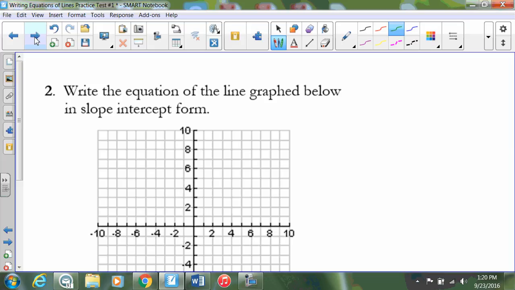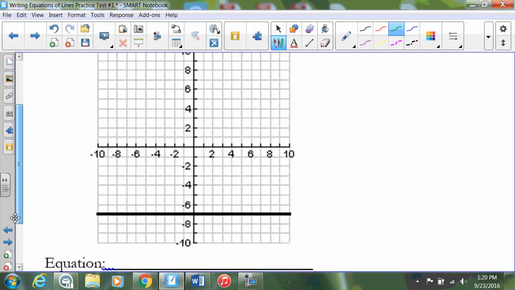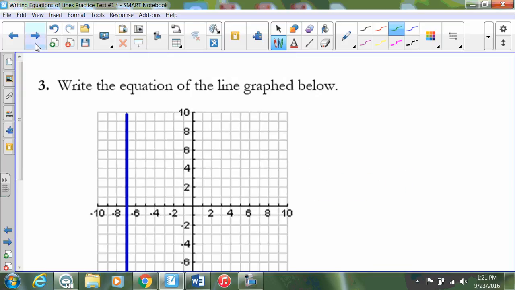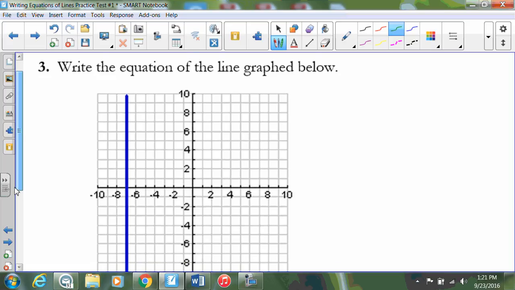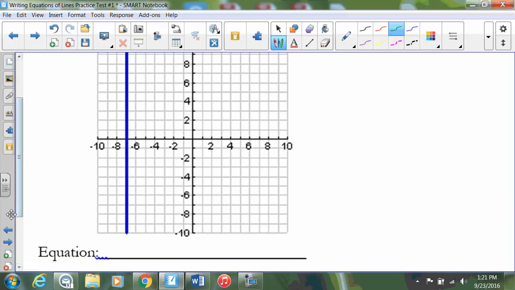Problem number 2, write the equation of the line graphed below in slope-intercept form. So we look at it, and of course, y equals negative 7 looks like this. That's all it takes. Okay, the next one: if y is a horizontal line, then x is a vertical line. So this goes through negative 7 on the x-axis. So this is x equals negative 7.